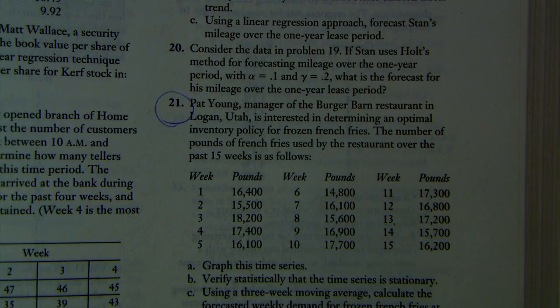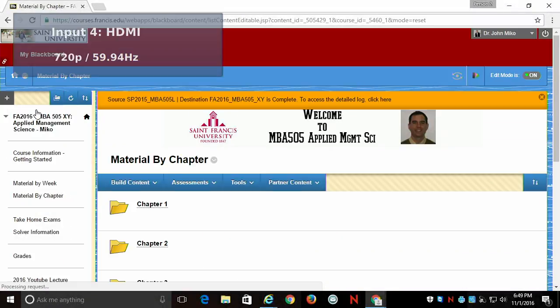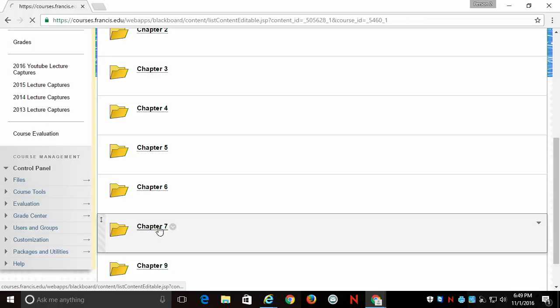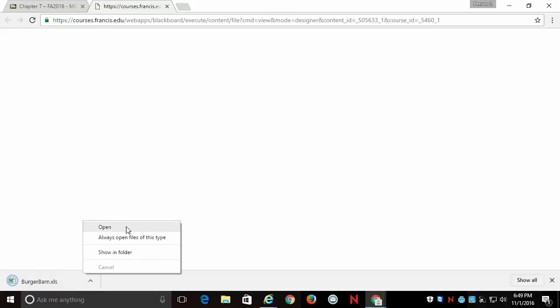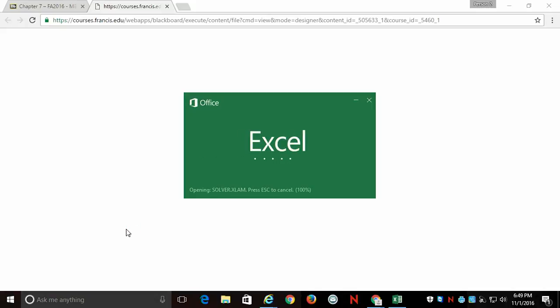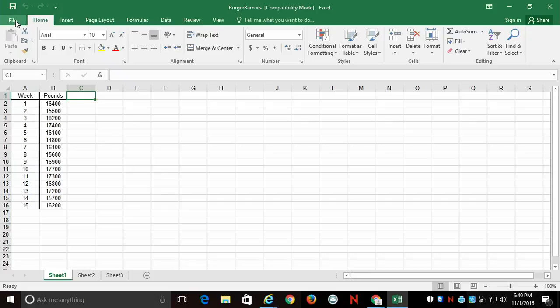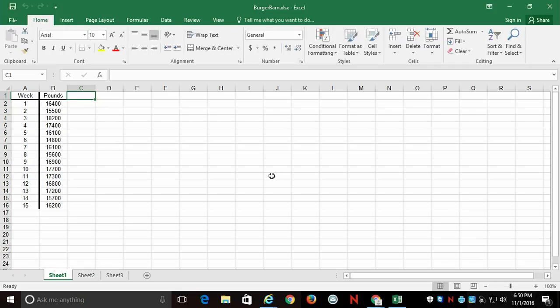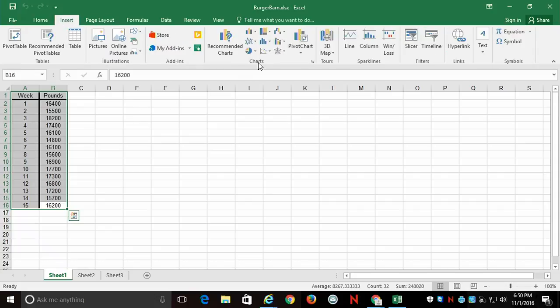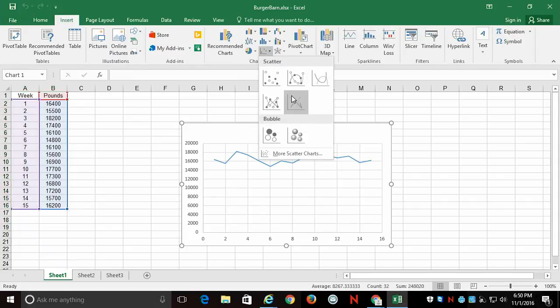Okay, so I'm going to go back to my PC, go to material by chapter. I'm going to go to chapter 7, and this is problem 21 and 22. I'm going to get my data, open that up in Excel. Since it's in compatibility mode, and I'm using 2016, I'm going to upconvert it so I have all the features and functions of Excel. Now let's graph it. I'm going to highlight the data, say insert, go to scatter, and pick the scatter with straight lines.